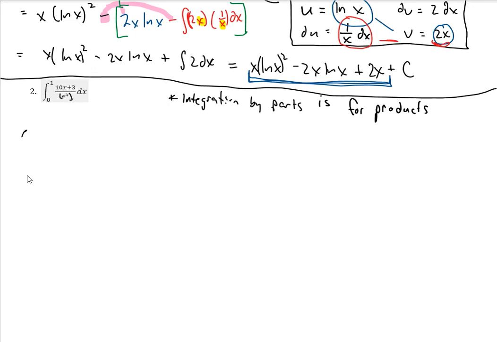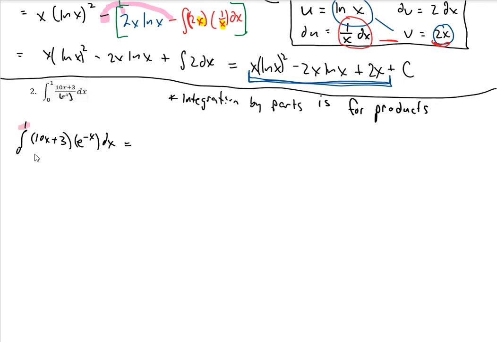So we want to see it as the integral from 0 to 1 of 10x plus 3 in parentheses, and then e to the negative x like that. And then we'll attach the dx to the side. Okay, so we want to make it so it's a product. And then just like the first one, let's just put equals. And then we'll come back to it.